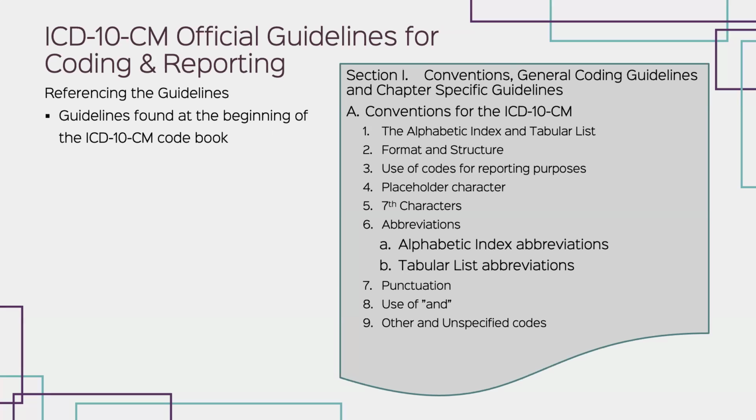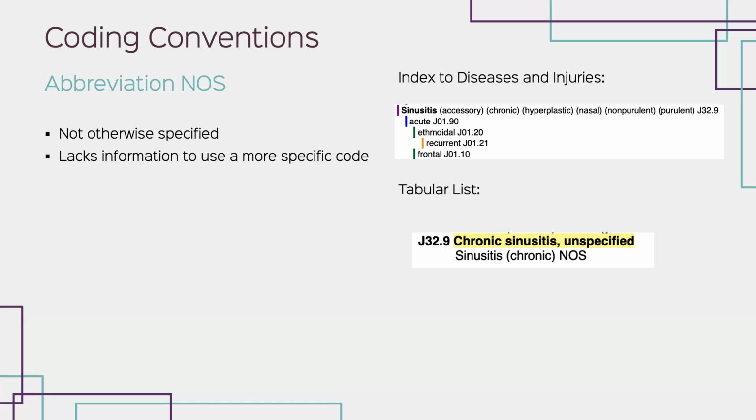So you've got here just like a table of contents at the beginning of your guidelines, just to help you find those. An example of an instruction that's found within your conventions is going to be the use of the abbreviation NOS. NOS is going to mean that it is not otherwise specified. It's going to be the equivalent of an unspecified code, meaning that we don't have enough information from the provider to give a more specific diagnosis.